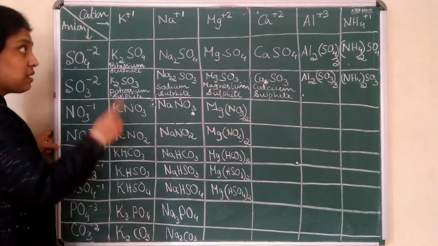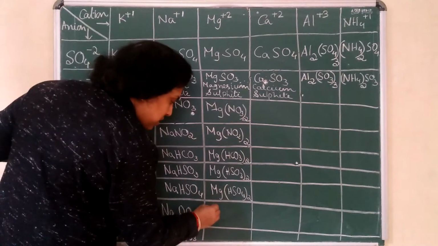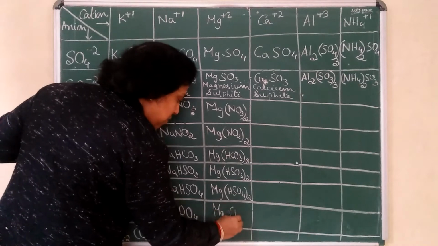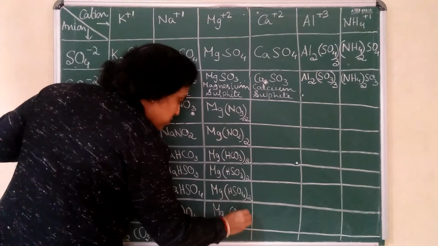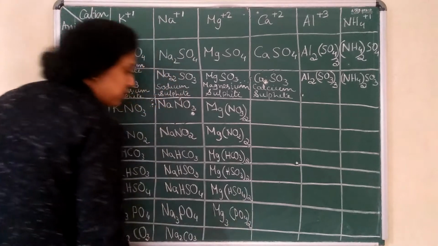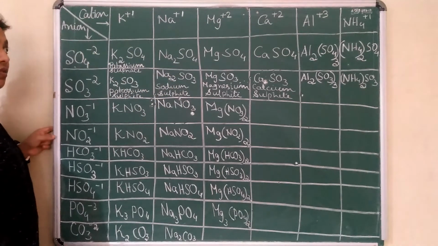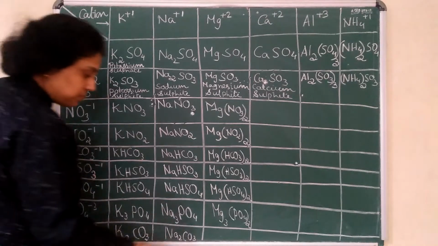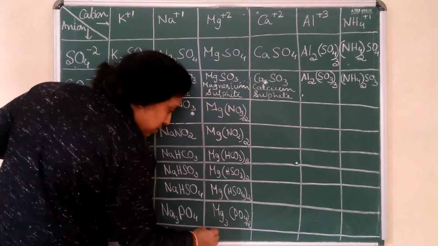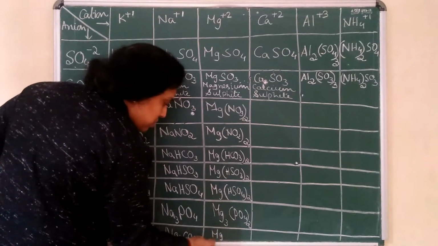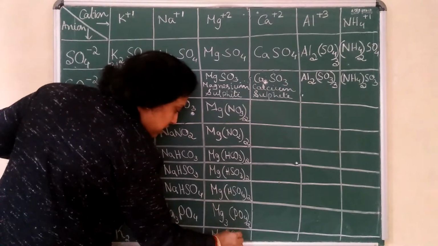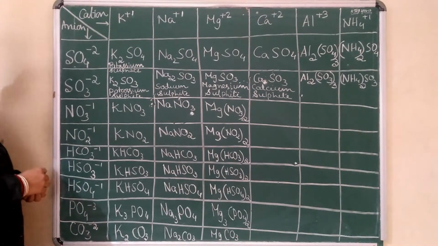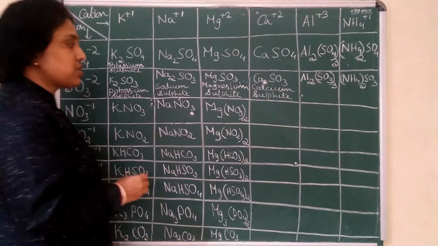Phosphate is 3 and Mg is 2. So what will it be? Mg will get phosphate valency, so Mg3, and phosphate will get magnesium valency, so 2. Phosphate: first you write that anion and then after the bracket the valency. Then carbonate. Mg is also 2, carbonate is also 2, so both are cancelled. So this way you have to write for calcium also.